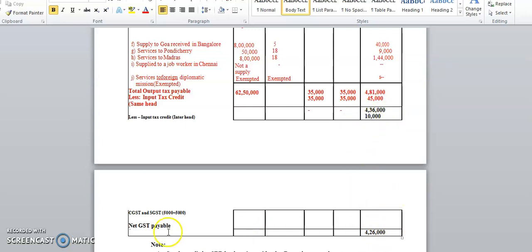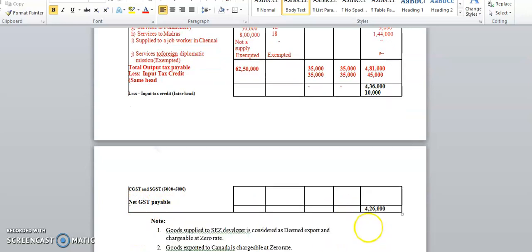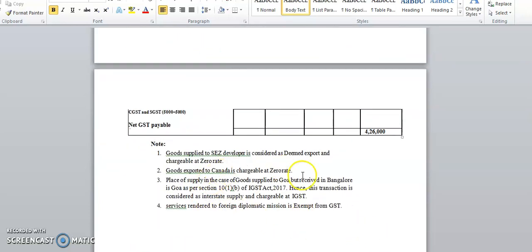So remaining 4,26,000 is the net GST payable. And go through the working note here. Yes, thank you.